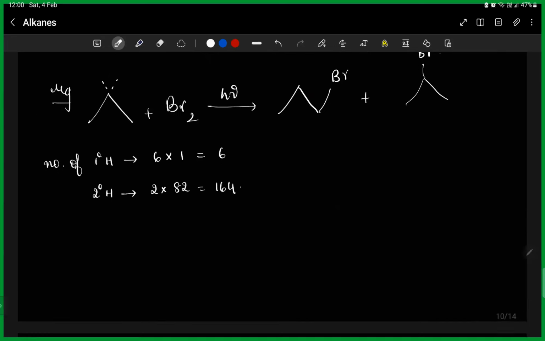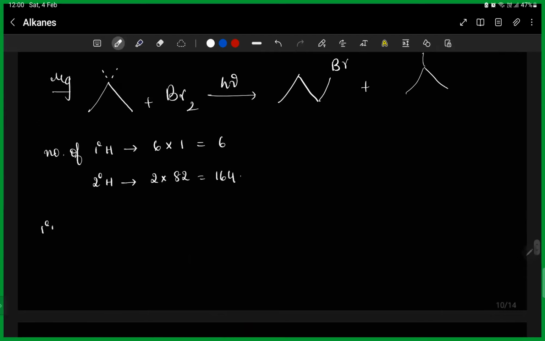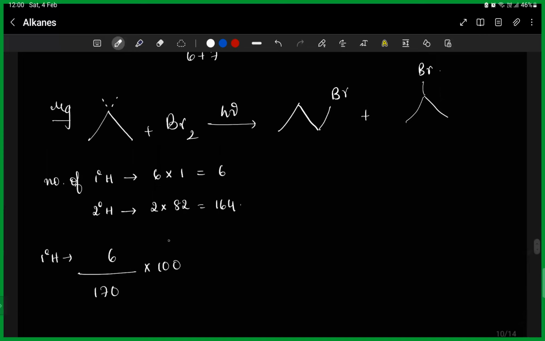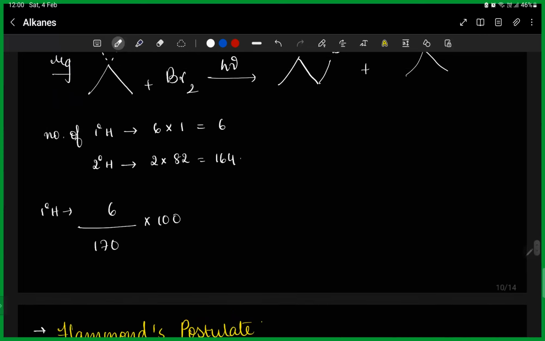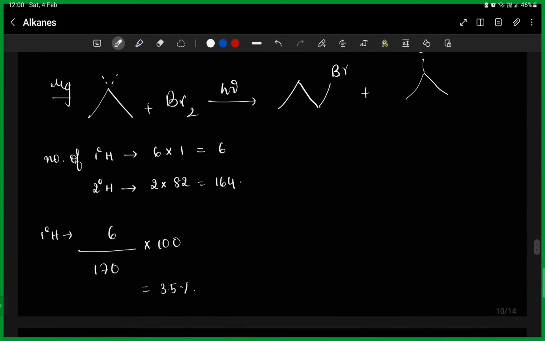Okay. So let us find the percentage product. For primary hydrogen or this one, the percentage product will be replaceability of the primary hydrogen by total reactivity, which will be 170 into 100. Okay, so 6 into 100 divided by 170. Right. So we are getting 3.5%. So the other will be 100 minus 3.5%, which will be 96.5%.